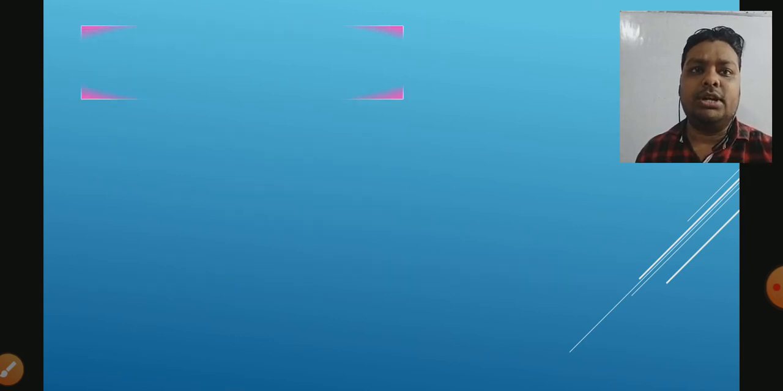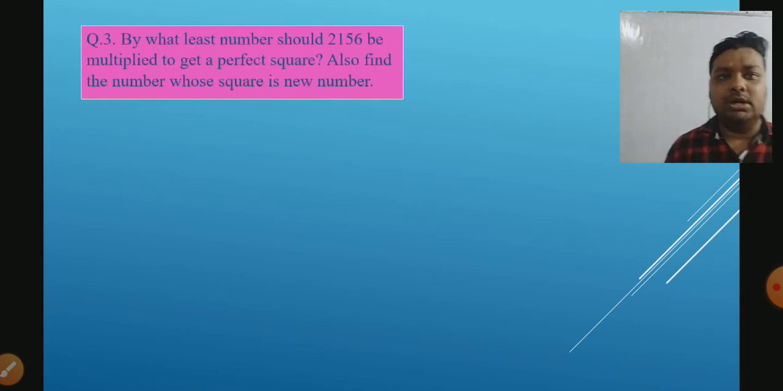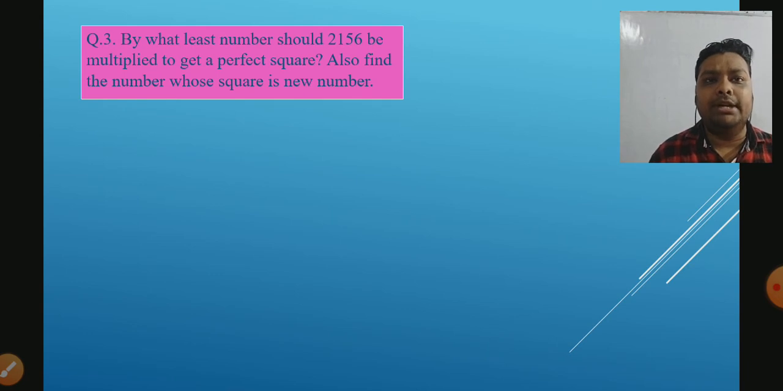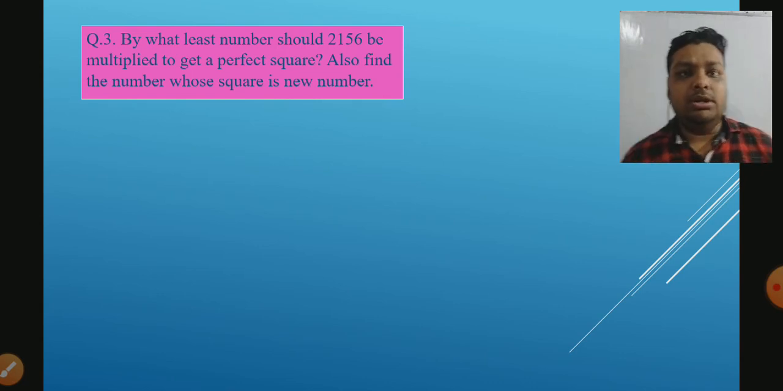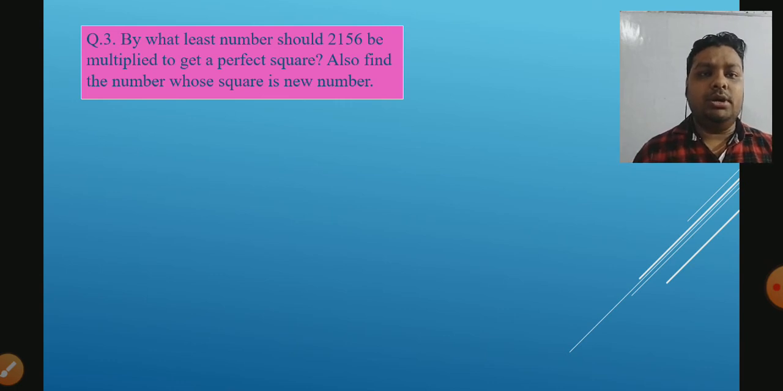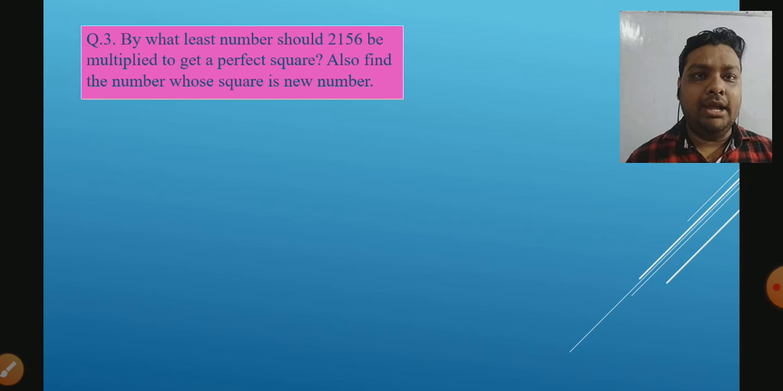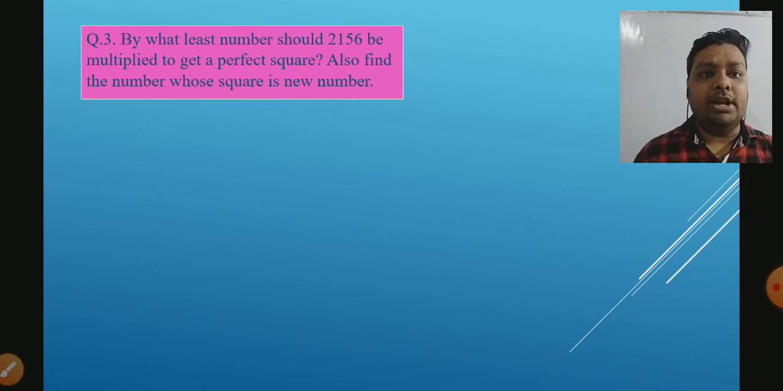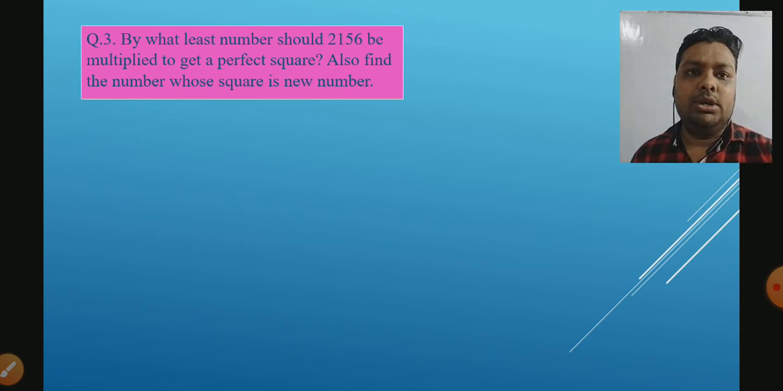Now another question is here. I can show you. The question is: by what least number should 2156 be multiplied to get a perfect square? Okay, it means 2156 is not a perfect square. It is already written in the question. Okay, we have to find which number we should multiply so that the number will be a perfect square. So the least number we can multiply, and the second question is that we have to find the number whose square is the new number. Okay, so let's find.